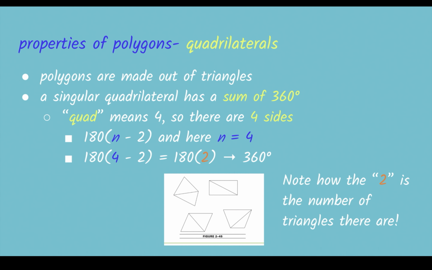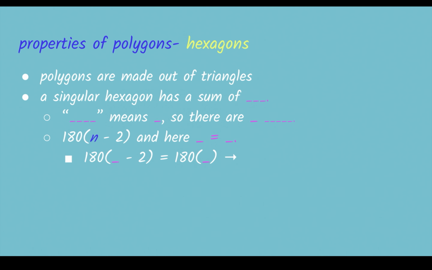Quadrilaterals. So as I said earlier, all polygons are made out of triangles, and a single quadrilateral has a sum of 360 degrees. And the way you can find this is by first determining the number of sides this quadrilateral will have, and you can either do that by taking out the root word quad, which means 4, or just counting the sides. So there are 4 sides, which means that n equals 4, and I plug that into the equation, and that would be 180(4 - 2) equals 180 times 2, which is 360 degrees. And then here are hexagons.